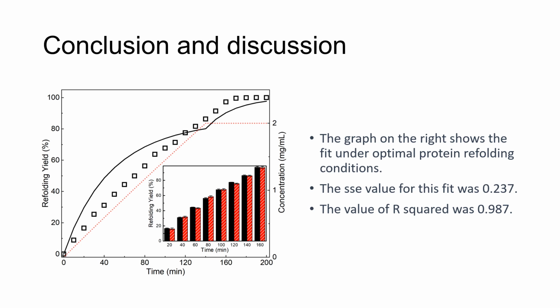And then let's talk about conclusion and discussion. The graph on the right shows the fit under optimal protein refolding conditions, with the dots representing the experimental data obtained from monitoring at different times. The lines represent the fitted data. The SSE value of the fit was 0.237. The value of R squared was 0.987.